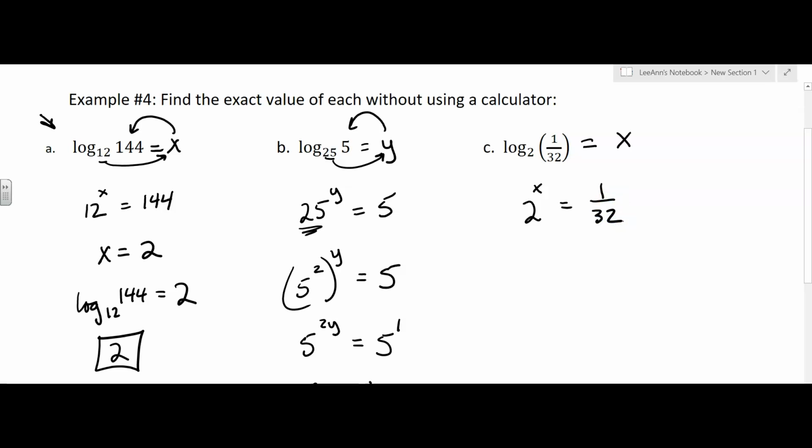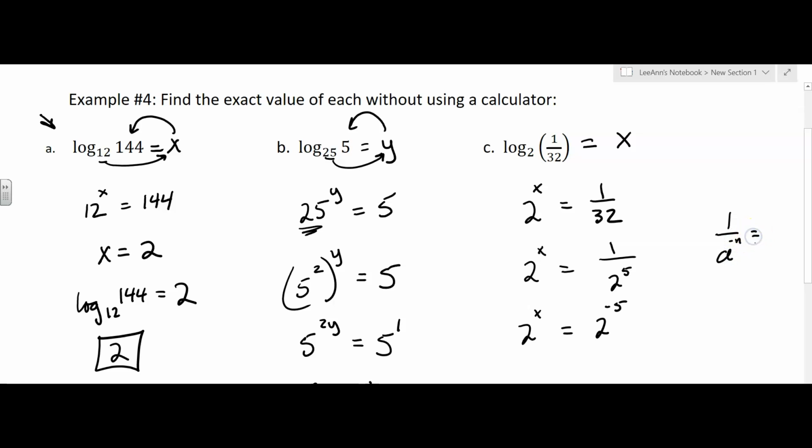Now you might know the answer just by looking at it. You might think about it and come up with the answer. Or we can do what we did on the last one and think about, well, 32 is 2 to the 5th power. And then if I want to write that as 2 to some power, I could make it 2 to the negative 5th power.